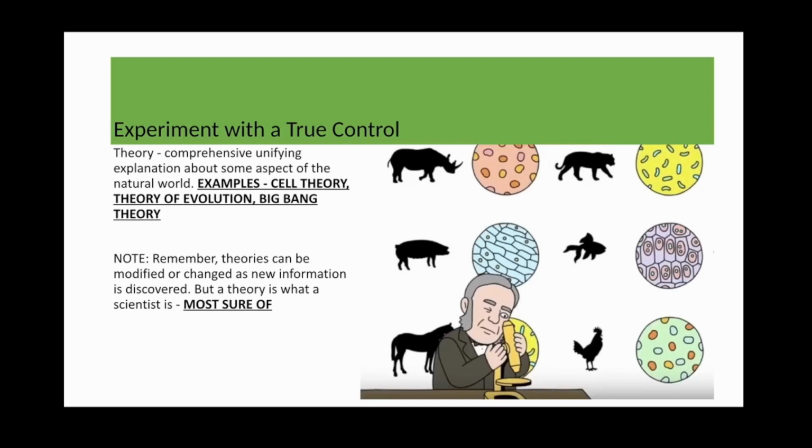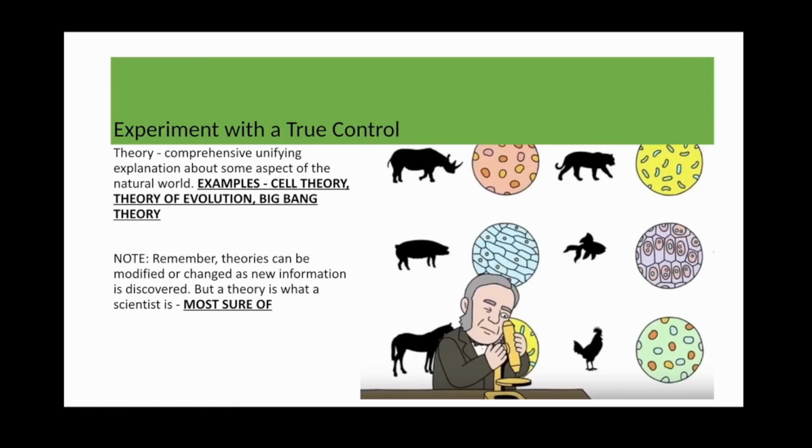So a theory would be a comprehensive unifying explanation about some aspect of the natural world. Theories come from following the scientific method over and over and over to reiterate some general principle that we think might be true based on all the data that we've collected. So it's a comprehensive unifying explanation.